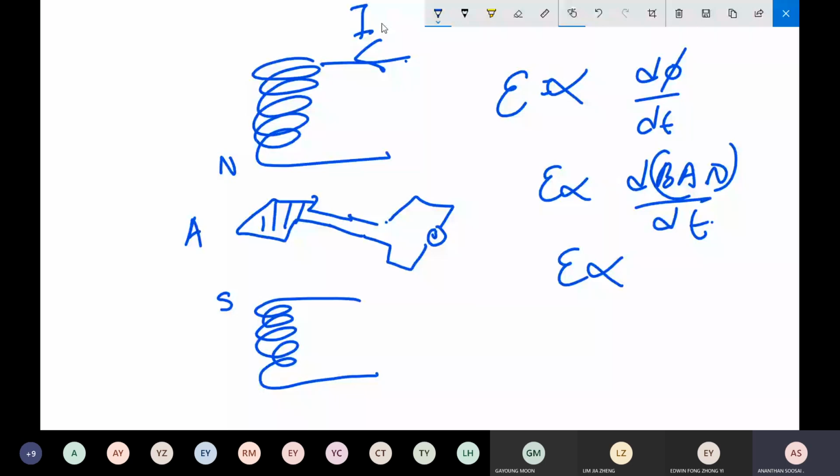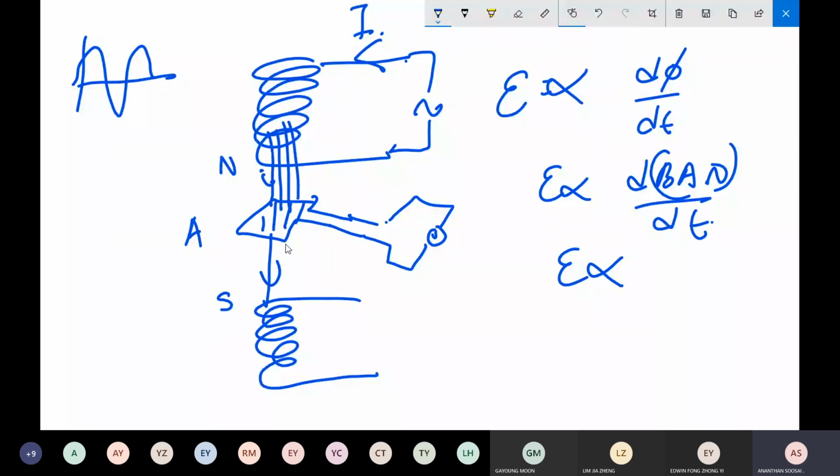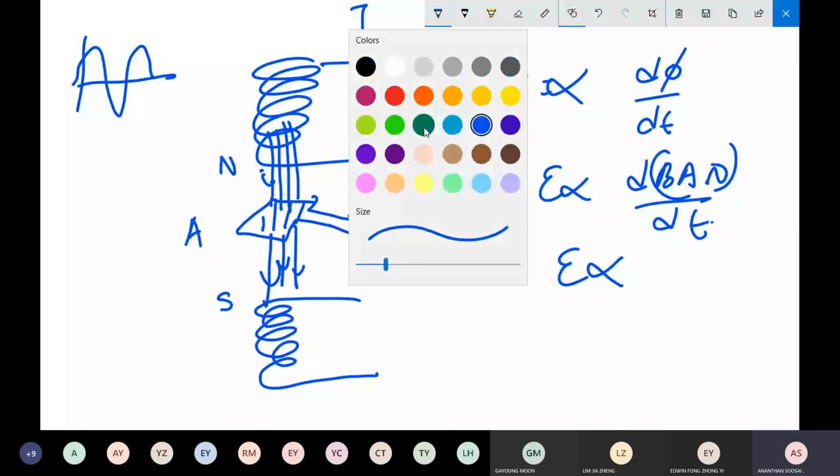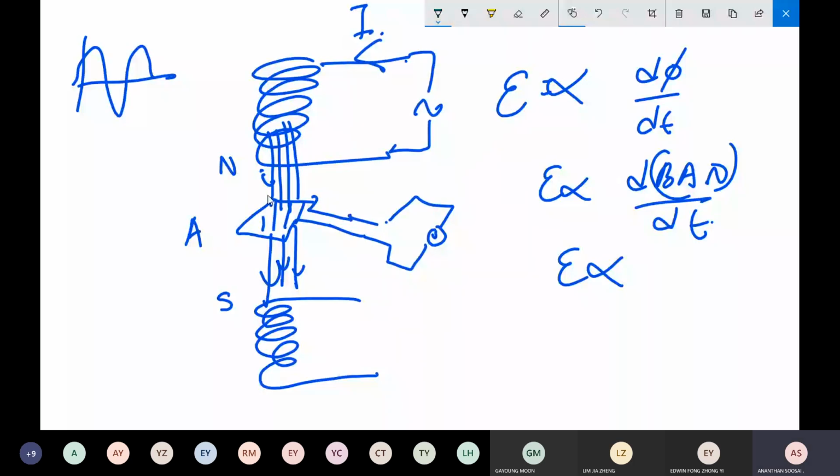If the current changed, let's say this is connected to an alternating source, the current is changing up and down. So what happened? The magnetic field strength, which is directed downwards in this case because north to south, will change when the current changes. The field becomes weaker, and if the current increases, the field becomes stronger. I think you learned in your early studies, right? For a coil, if the current rises, the magnetic field is stronger.